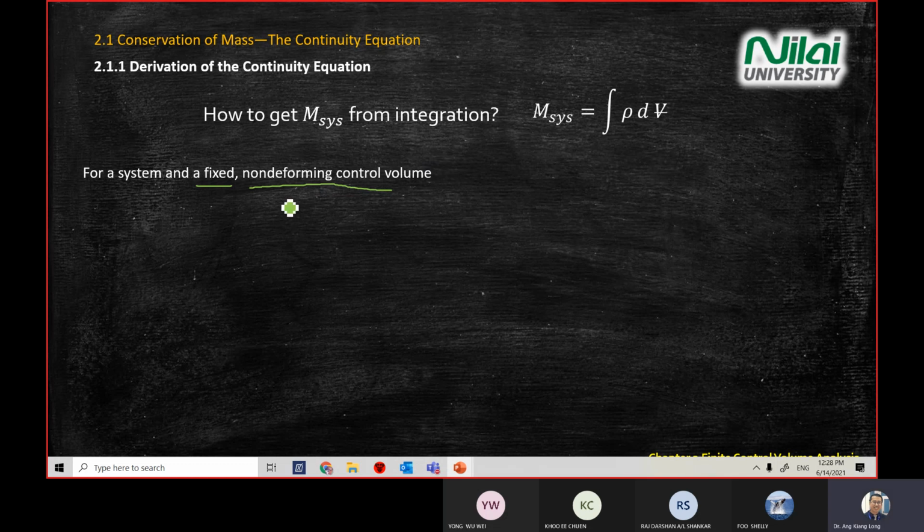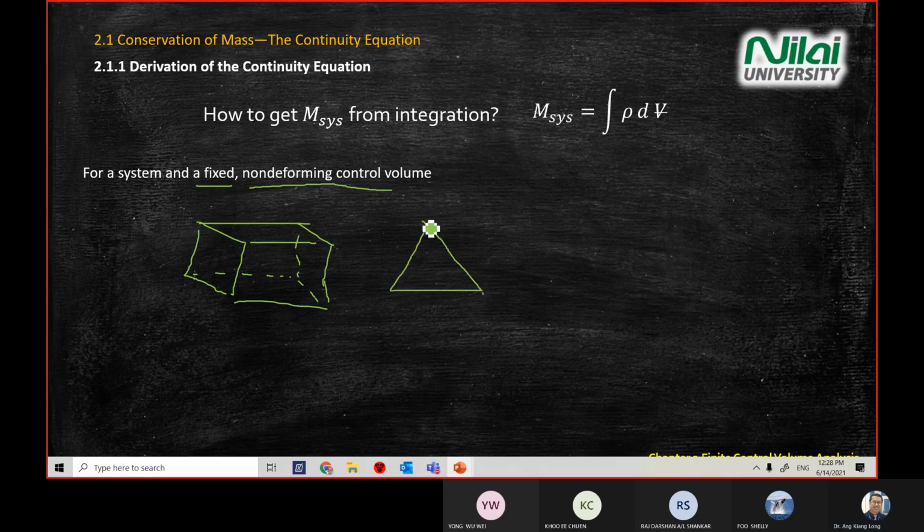Okay, so we look at the first category, our first scenario, where our control volume, let's say I'll draw it in a box. We call it control volume because it's a study area that we define. It's not necessarily a square. It can be a prism.